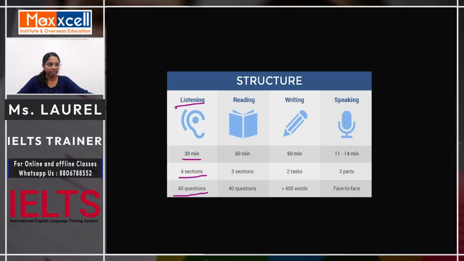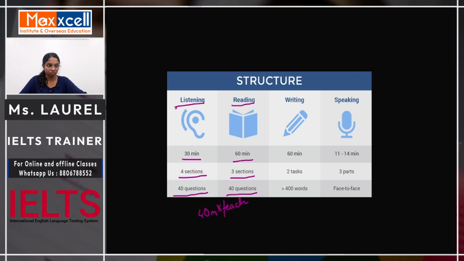Then coming to reading, you have a total of 60 minutes and you get 3 sections. 3 sections means 3 passages. Based on these 3 passages, you will be asked again 40 questions. Now, these 40 questions equate to 40 marks, right? 40 marks each. These marks are then later converted into band scores. So, your final score for listening and reading will not be in marks, but in band scores.